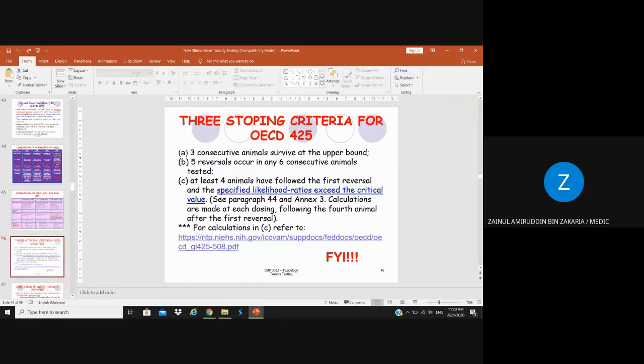If 3 consecutive animals survive at the upper bound or the higher dose, or 5 reversals occur in any consecutive animals tested, and at least 4 animals have followed the first reversal and the specified likelihood ratios exceeded the critical value. The calculation is very complicated. If you want to have a look, you can go to this link.